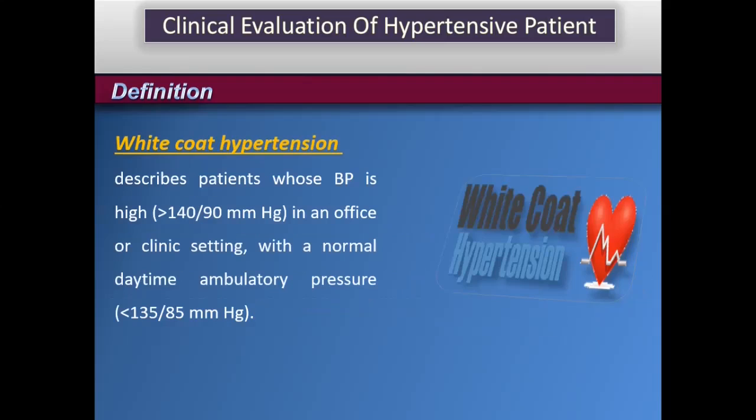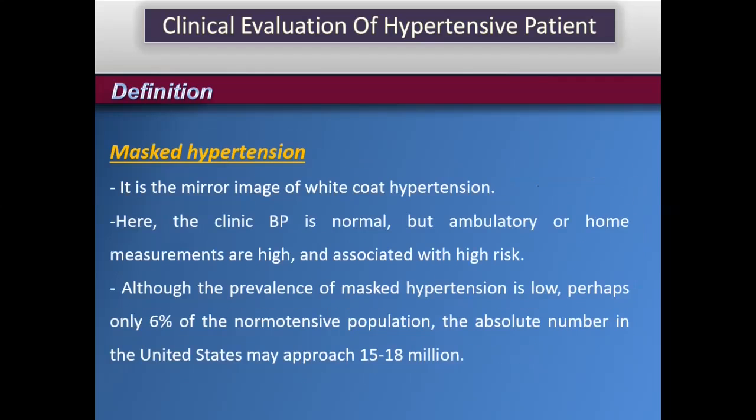White coat hypertension is high blood pressure occurring in the clinical setting with a normal daytime ambulatory pressure. It is not a benign condition, and you have to follow them and treat them by non-drug treatment. Masked hypertension is a mirror image of white coat hypertension. Clinic blood pressure is normal, but ambulatory or home measurements are high. Also, it is not a benign condition, and follow-up is mandatory among these patients.